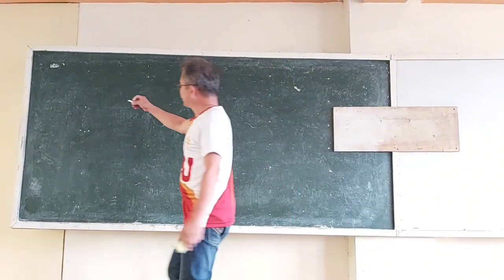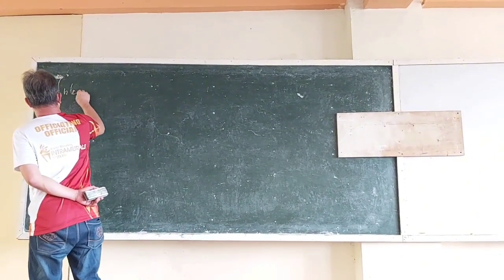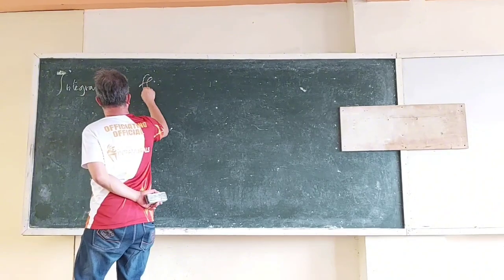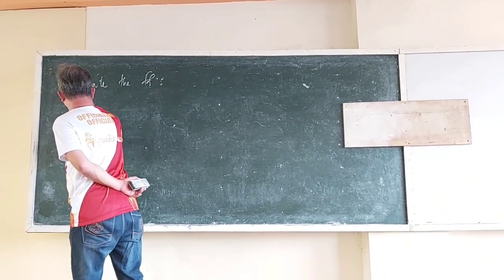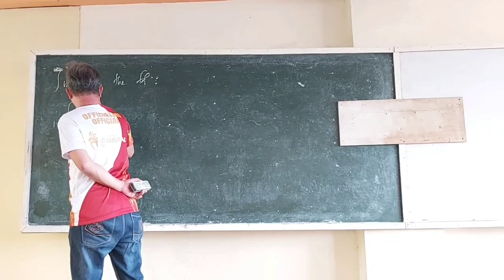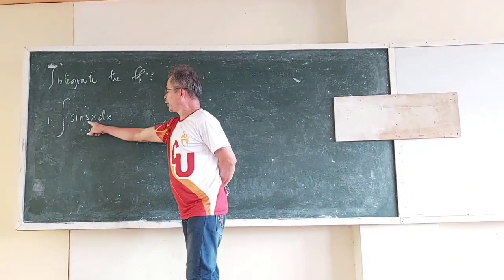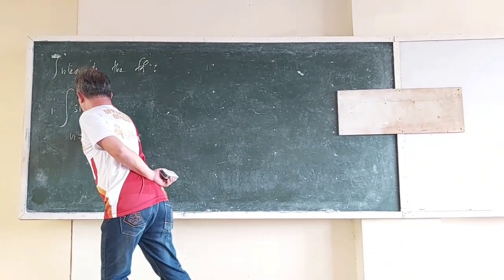Okay, we have an example with those formulas. So the instruction usually is: integrate the following. Number 1, integral of sine 5x dx. So here, we just look at the u. Our u here is 5x.